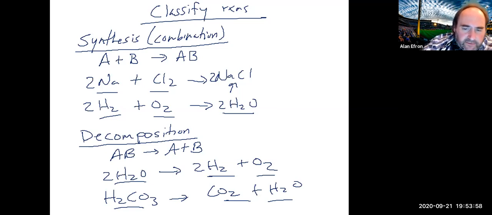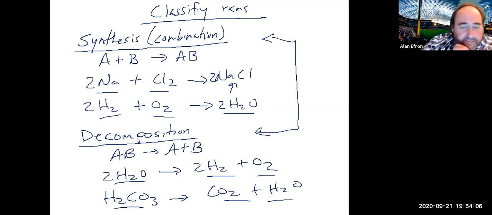So again, these two things are sort of opposites of each other. Combination, put it together. Decomposition, break it apart. If you see just one thing on the reactant side and a couple of things on the product side, it's probably going to be a decomposition reaction. That's a good way to recognize that. Any questions on that?